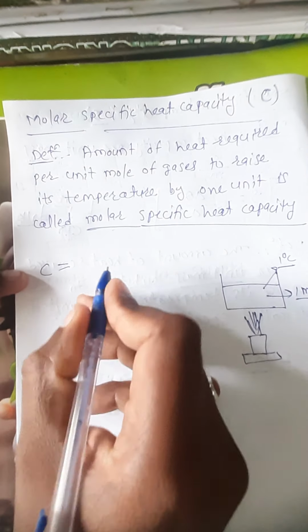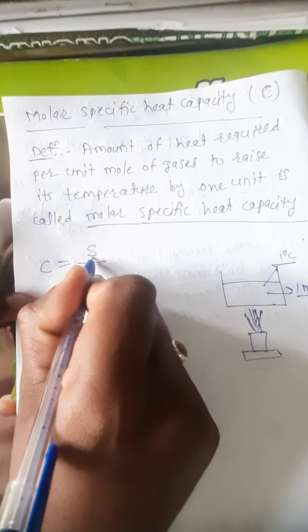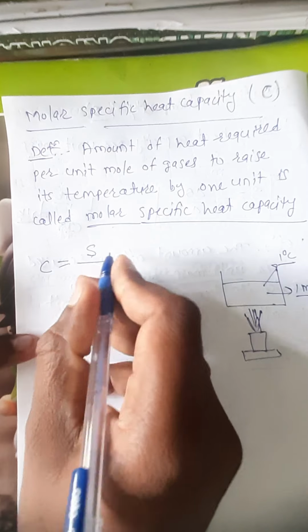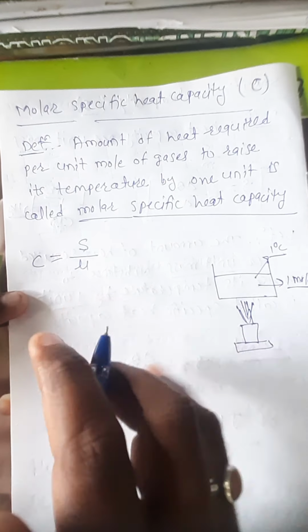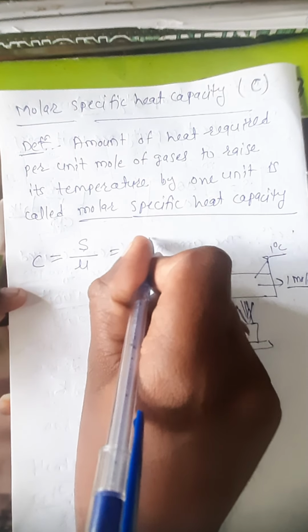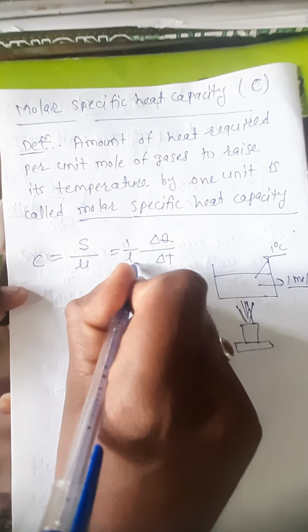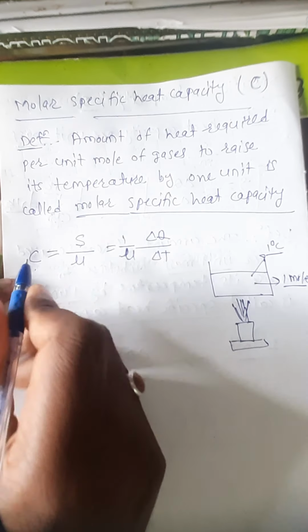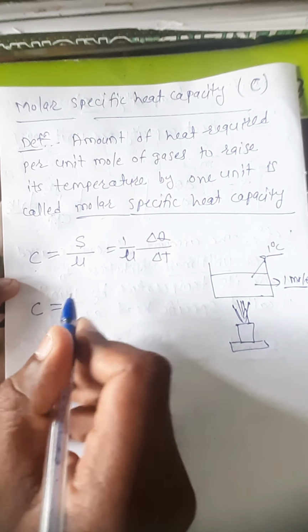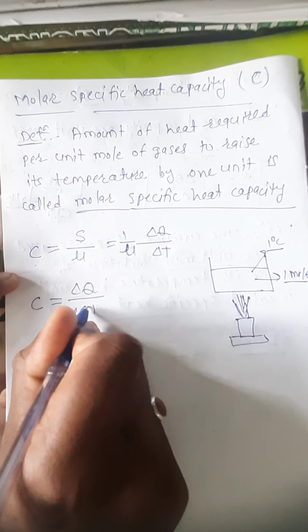Therefore, C is equal to the molar specific heat capacity, that is specific heat, that is heat capacity divided by the per mole. Means the heat capacity per mole is known as molar specific heat capacity, and S is nothing but delta Q by delta T and 1 by mu. Therefore 1 by mu into delta Q by delta T. This is known as a specific heat capacity. Therefore specific heat capacity C is equal to delta Q divided by mu into delta T.